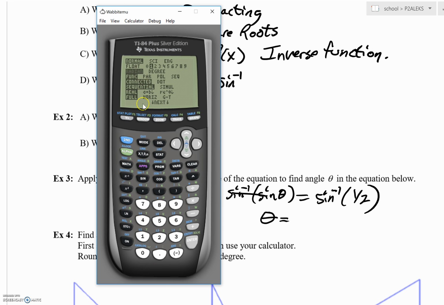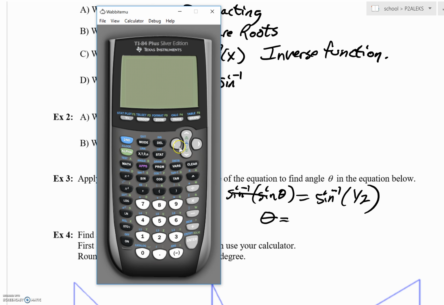If that's what yours looks like, just put your cursor over degree, and then you have to hit enter. It's not going to engage until you hit enter. Also, normally float is highlighted, but you can put your cursor over 1 to make sure you're rounding to 1 decimal place. So look, I'm going to just quit. I'm going to hit second mode here.